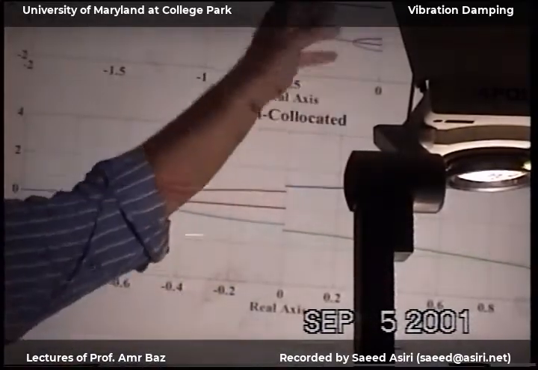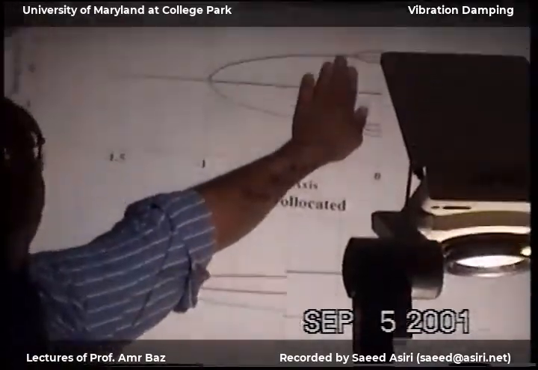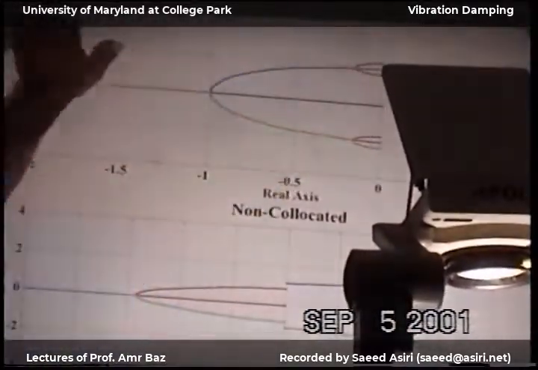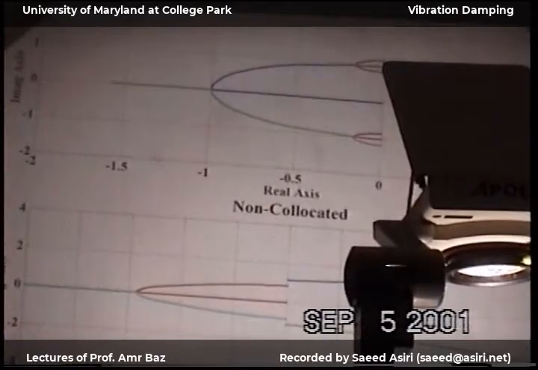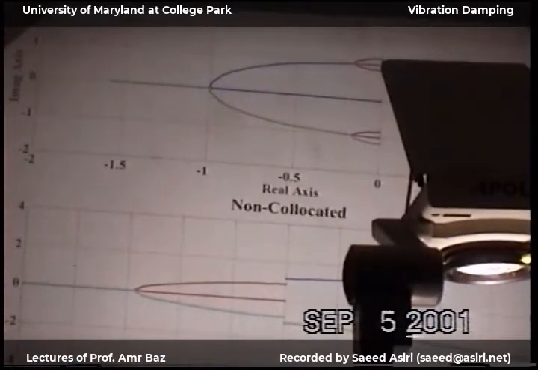In this case, you are already on the left-hand side. You change the gain, you become more on the left-hand side. So you have to keep this in mind. Try collocated sensor and actuator and try velocity feedback.